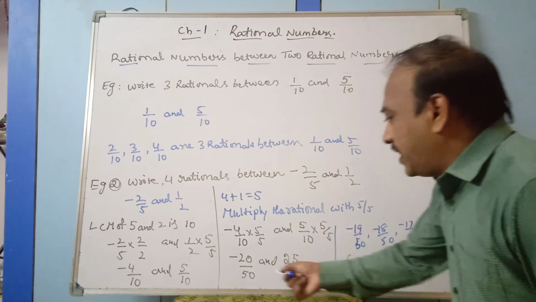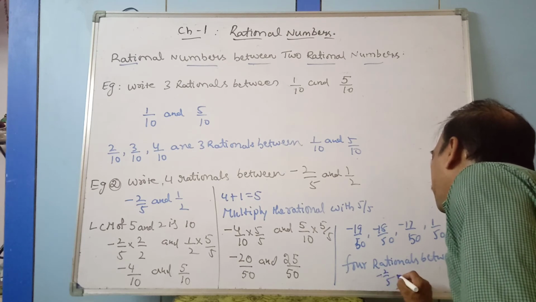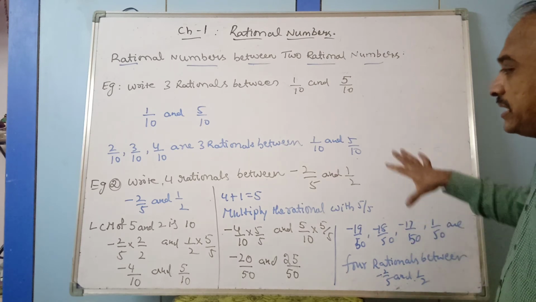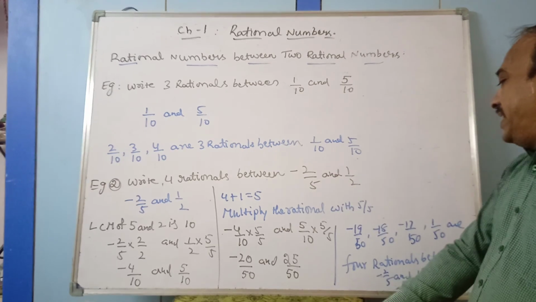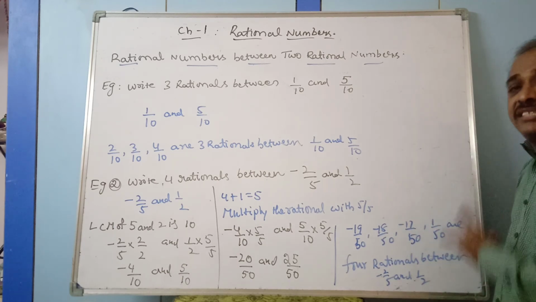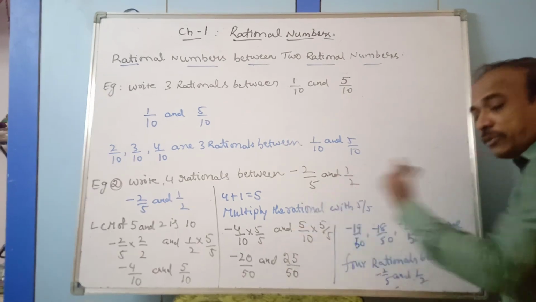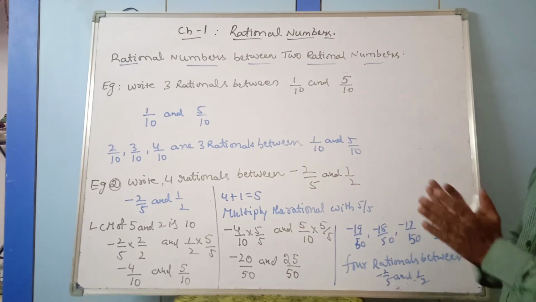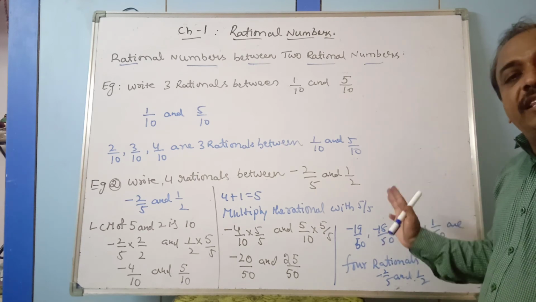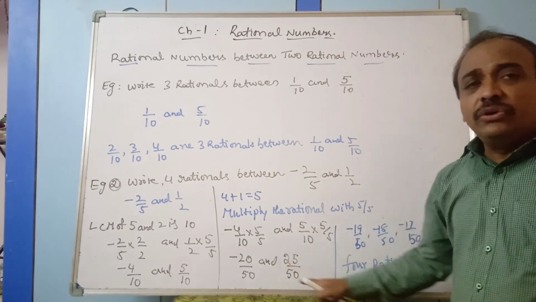Between from where to where? Between the given rationals, minus 2 by 5 and 1 by 2. This we already learned in class 7th. Now you see here, you can select, sir, where is minus 16 by 50? Even you can select that. Even 2 by 50 you can select, or 24 by 50. Many rationals you can select. The answer may vary from one person to another, depending on which numbers they take between these two rationals.